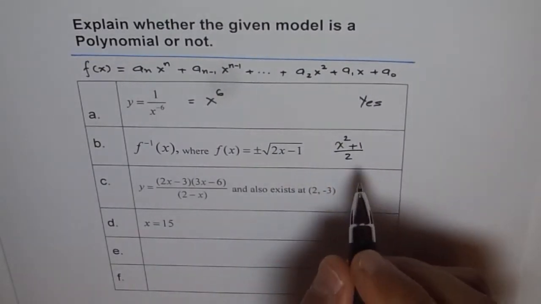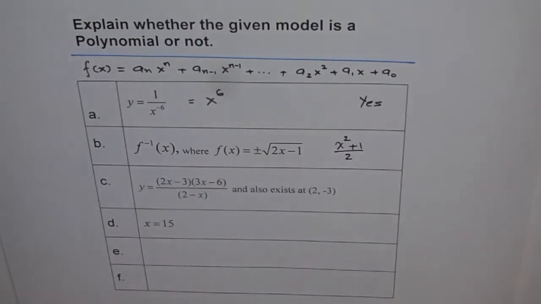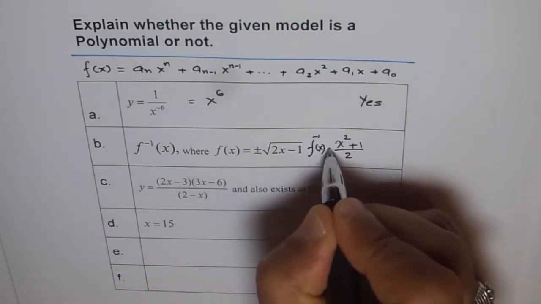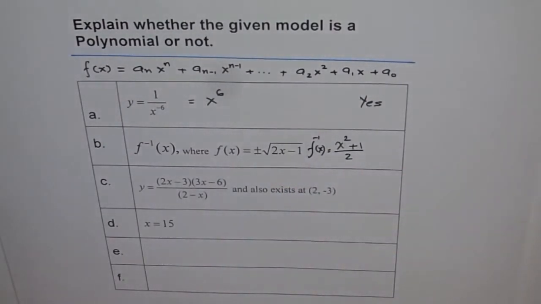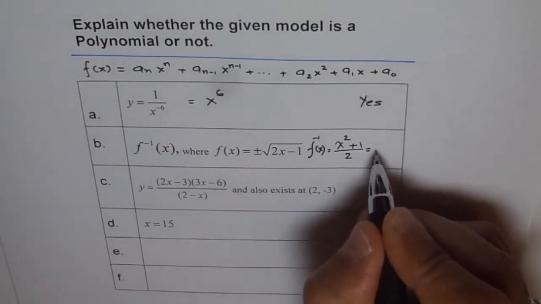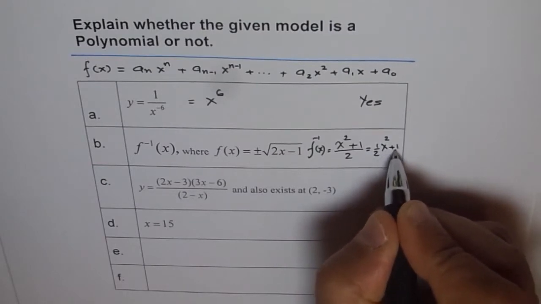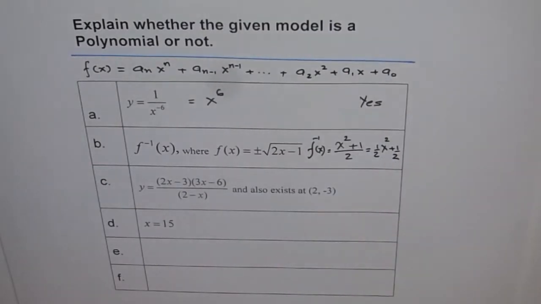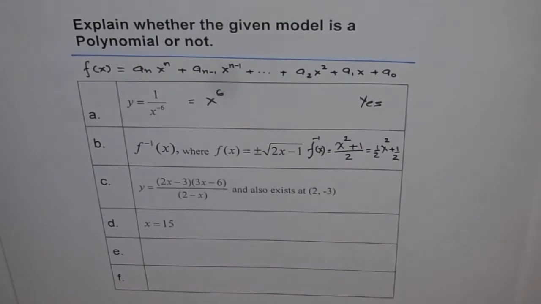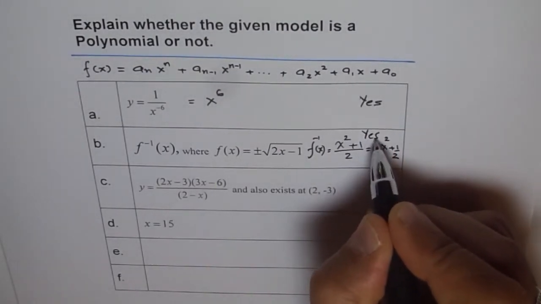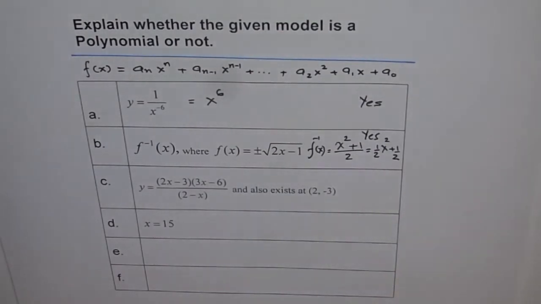So that becomes my f inverse of x. Let me write f inverse of x equals this, which is a quadratic equation. I could always write this as half x squared plus half. Now that is a quadratic equation, so that has to be a polynomial. So we'll say yes for this also. But it's important to see it that way before you can answer it. And that's the explanation also.